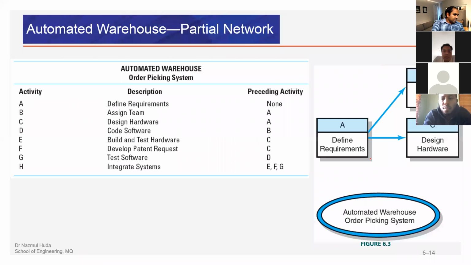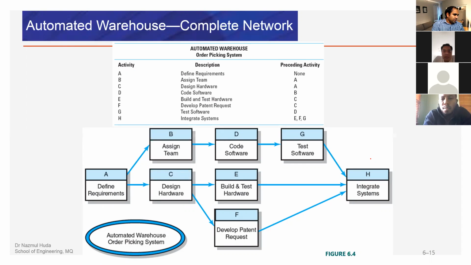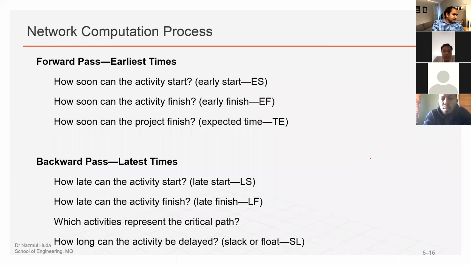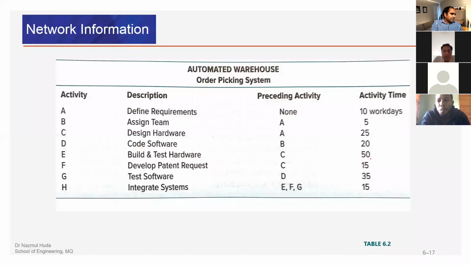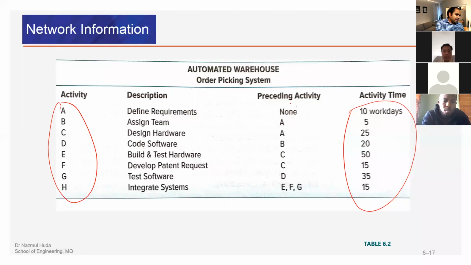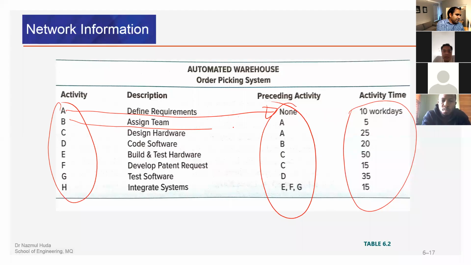So from the activity diagram, we started discussing the forward pass, or the early start and early finish, and how soon we can finish the project. And then we also discussed the backward pass. Then we talked about the duration, how many days each activity can take, the activity name, and the preceding activity. So A is preceded by none, B is preceded by A, C is preceded by A, and so on.